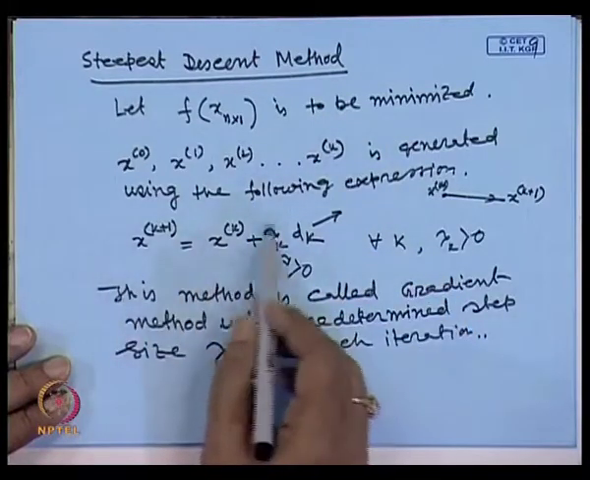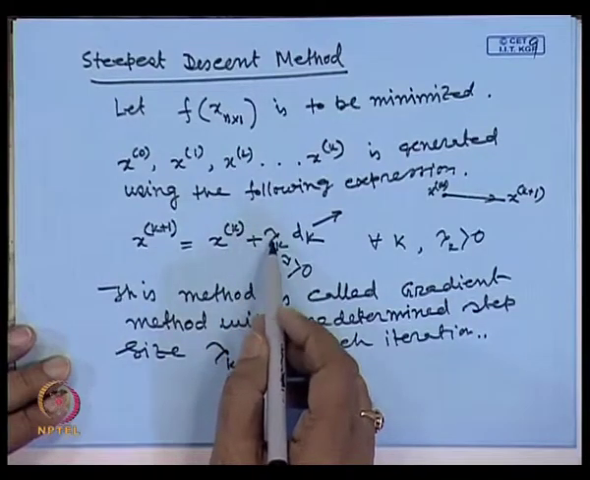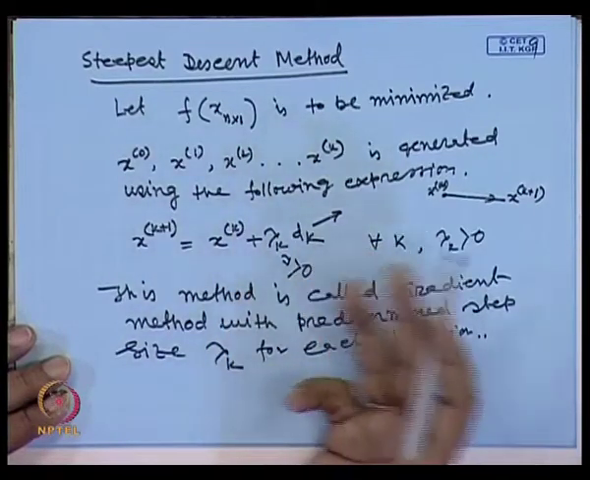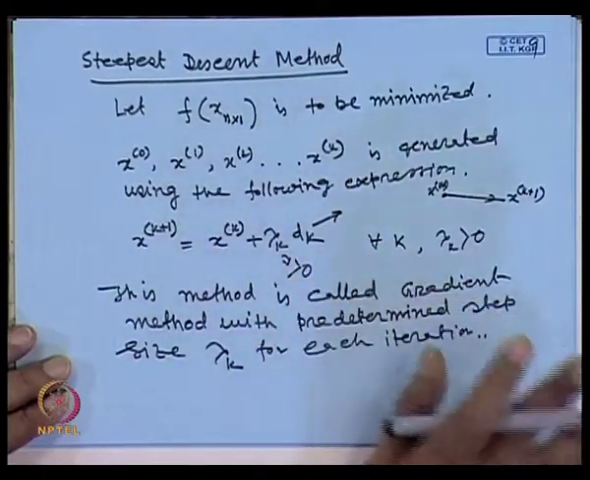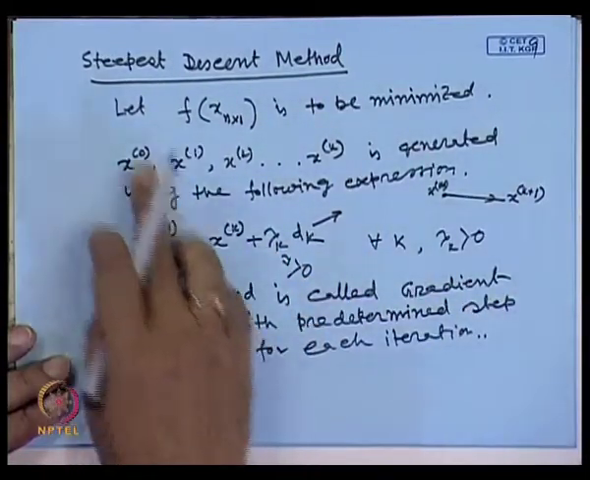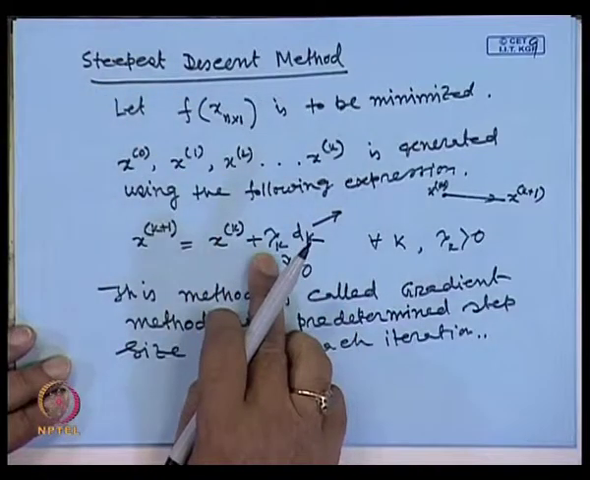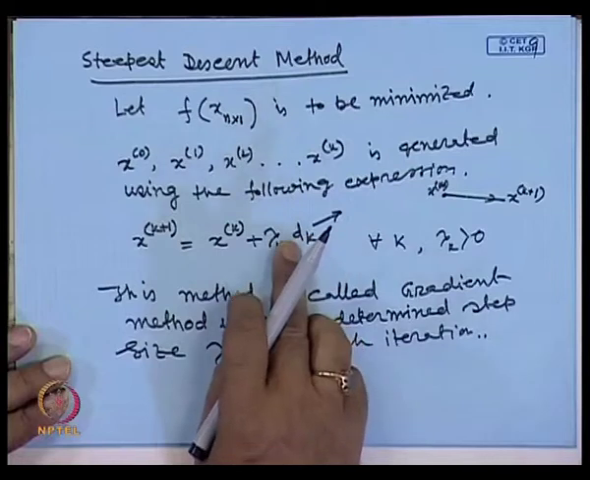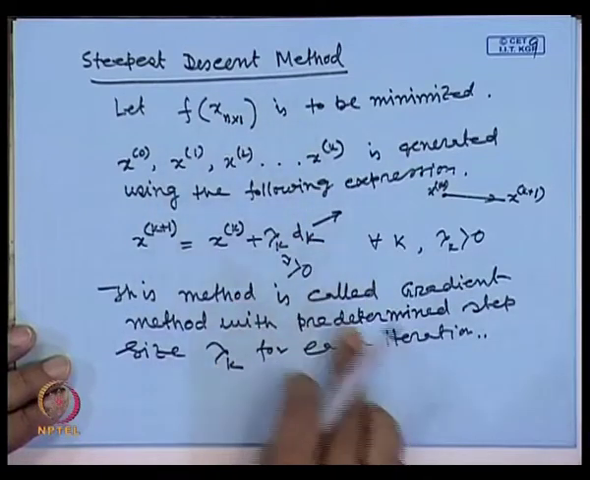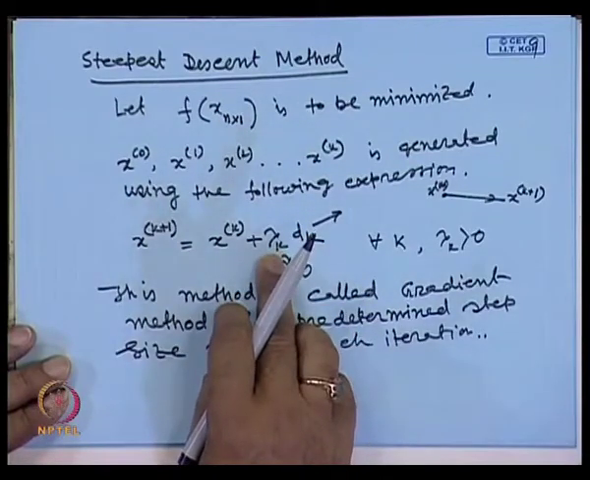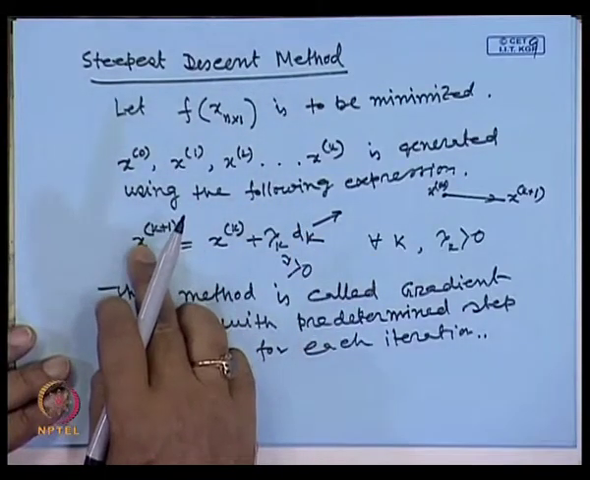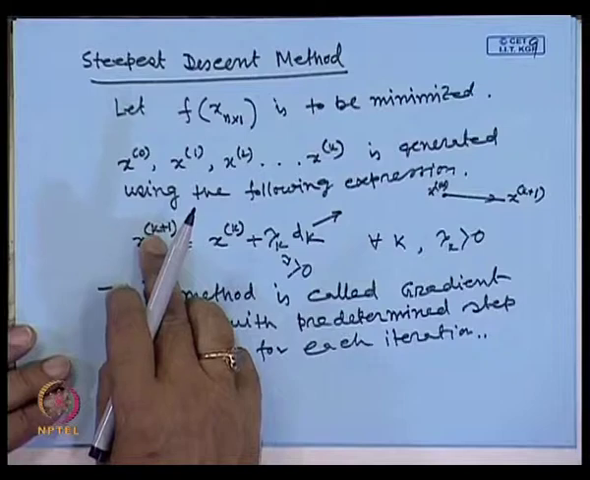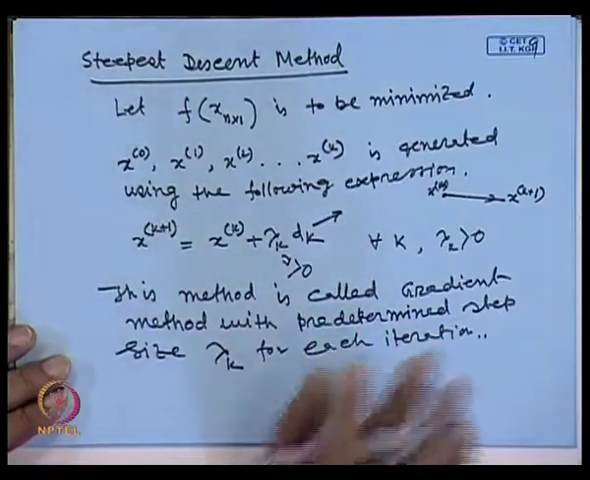In the gradient method, the lambda k, the step size, is predetermined, and in each iteration it takes the same value. Whereas in the steepest descent method, the lambda k, that step size, is optimized from one iteration to another, and it is used to find the value of the decision variable at the k plus 1th instant. This is the only difference.